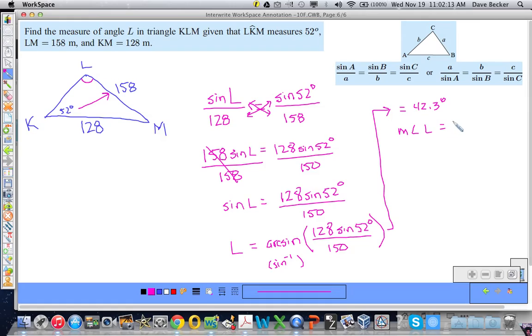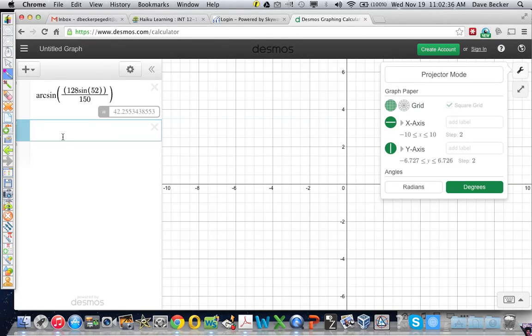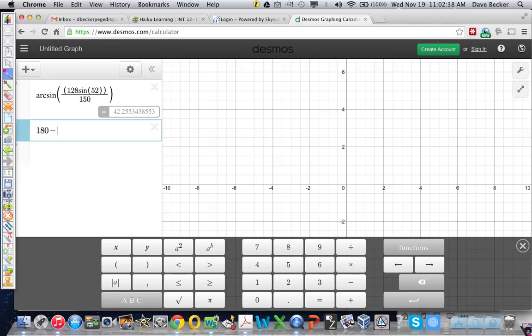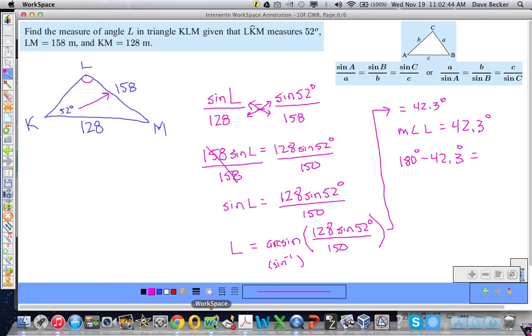Now remember from the last video, there's another possibility. It is possible that L could also be equal to 180 minus 42.3 degrees. So let's see what that is equal to. I guess we could do it in our head, but let's go back here. Just to be sure, 180 minus 42.3, and that is 137.7 degrees. And you might say, oh, okay, that's my other answer.